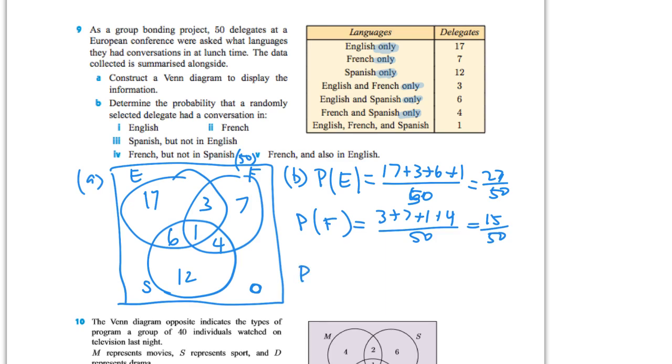And 2 more. Probability you spoke Spanish but not English. Spanish and not English. That's those 6 people out of 50. And the probability that you spoke French and also English. French and also English. That would be 4 out of 50.